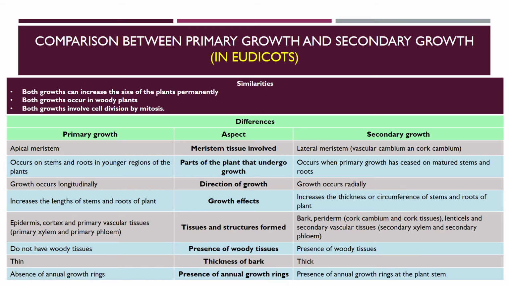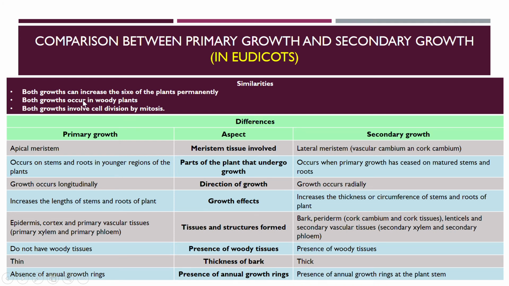Now this is a table of comparison. Okay, in EUDICOTS, similarities. Okay, kalau comparison tu kita mesti nyatakan similarities. Okay, before we elaborate further into the differences. Beginilah bila kamu jawab soalan. So both growths can increase the size. This one is set. Size of the plants permanently.